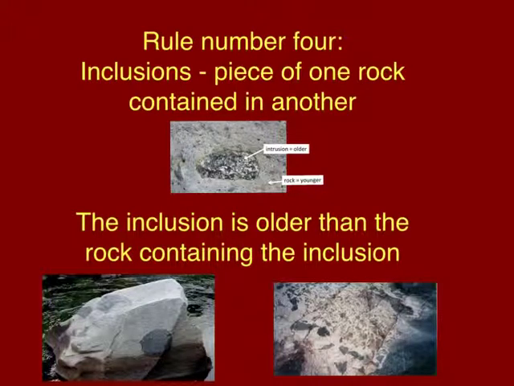Rule number 4, inclusions are something that we have to consider. An inclusion is a piece of one rock that's contained in another. So this would be an inclusion in this rock, or these would be inclusions here. And when we have an inclusion, the inclusion, this rock, is actually older than the rock that contains the inclusion. This is younger, and then this rock is the older rock.